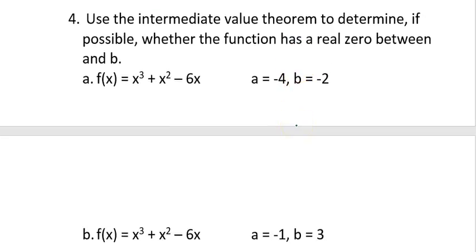Our questions are going to say, use the intermediate value theorem to determine, if possible, whether the function has a real 0 between a and b. All you have to do is figure out if the two y values have different signs. For the first one, I'm going to do f of negative 4 and f of negative 2, and if they have different signs, then it does have a 0. If I plug in negative 4, I get negative 24. If I plug in negative 2, I get positive 8. Because these two have different signs, yes, it's going to have a real 0 between the two.